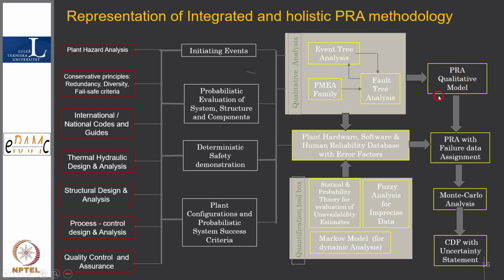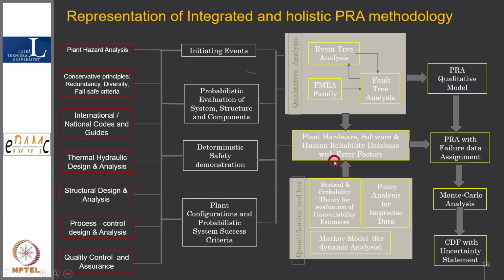We discussed earlier that the first stage is the qualitative model of the plant. Then from here we come to plant hardware, software and human reliability data. This gives us PRA with failure data assignment. So now we have a qualitative model, we have failure data assignment, and then finally we have a Monte Carlo simulation along with it. That will give us uncertainty, and finally CDF.